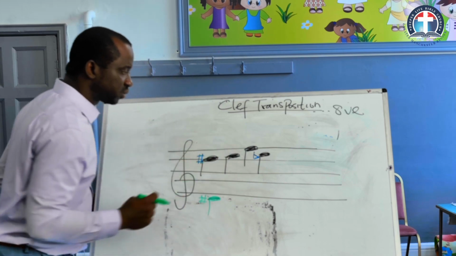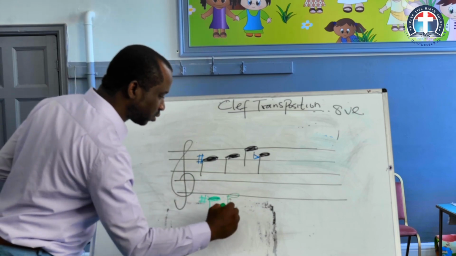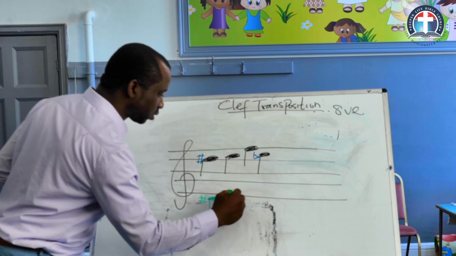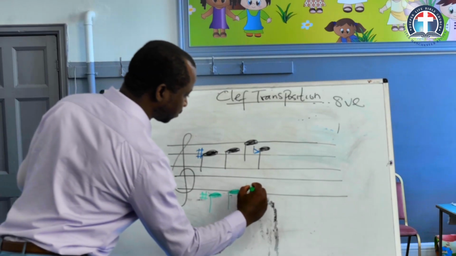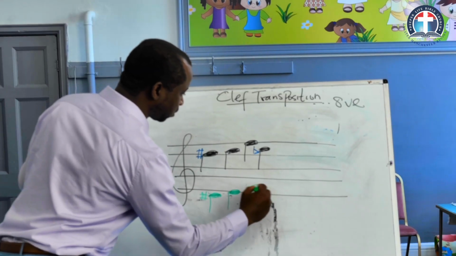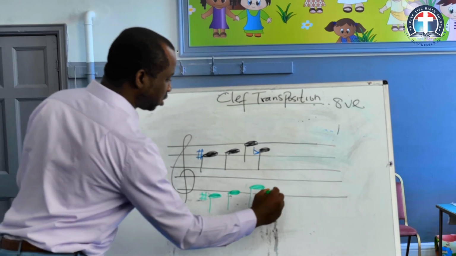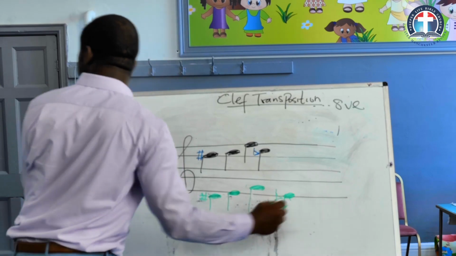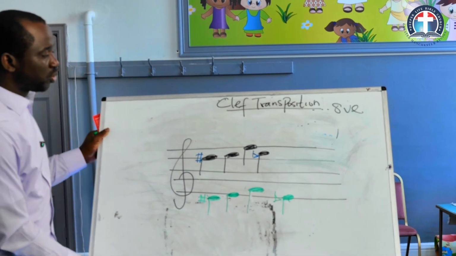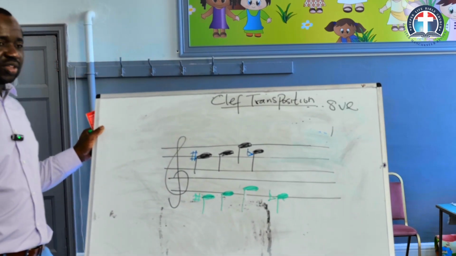Then this is what? E, which is this now. This is what? This is F. And this is what? E flat. I've transposed it now an octave lower. Do you see it? That's an octave lower.